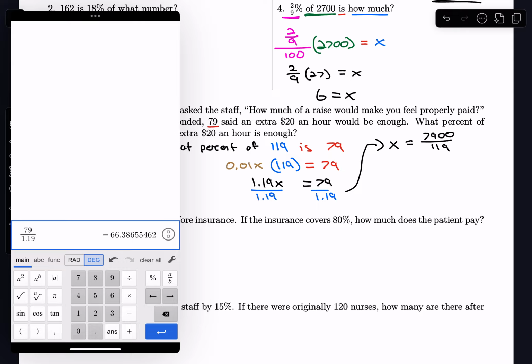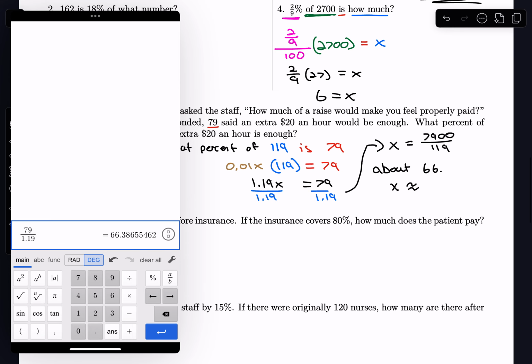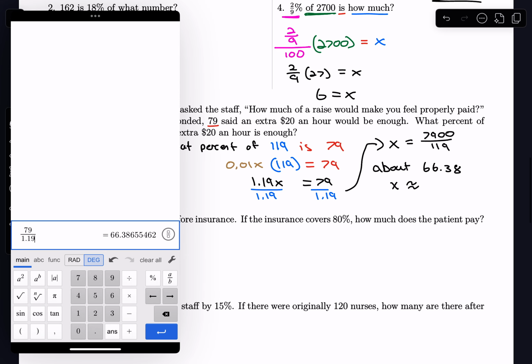But we could also say that it is about, okay, where we can use a squiggly equal sign. So about would be the same as saying x squiggle, where it's an equal sign, but it's wavy there. So it's about 66.38, and I will round that 6 to be a 7 because the number after it is a 5. So it's about 66.387, and this is the percent of people.